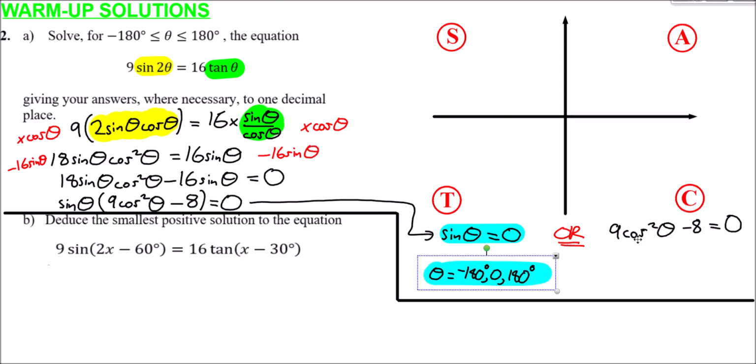This one here, 9 cos squared theta minus 8 equals 0, needs rearranging. And so if I add 8 to both sides and then divide by 9, I see that cos squared theta needs to equal 8/9. Square root both sides and consider plus and minus. Cos theta needs to be plus or minus the square root of 8, which is 2 root 2, over the square root of 9, which is 3.